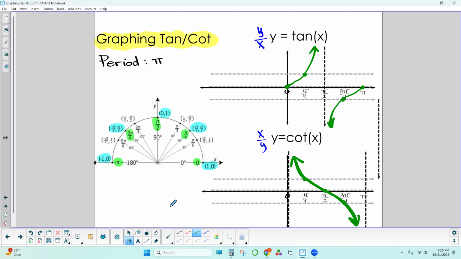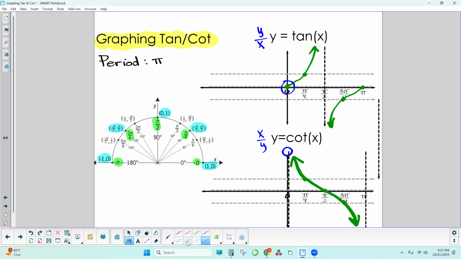So what are the main differences between the two? Tangent starts in the middle, and cotangent starts with an asymptote. It's undefined. As you can see, the tangent graph goes from low to high from left to right, and with cotangent, it goes from high to low. This is an infinite graph; this is just one period of each. And remember, the period is pi.